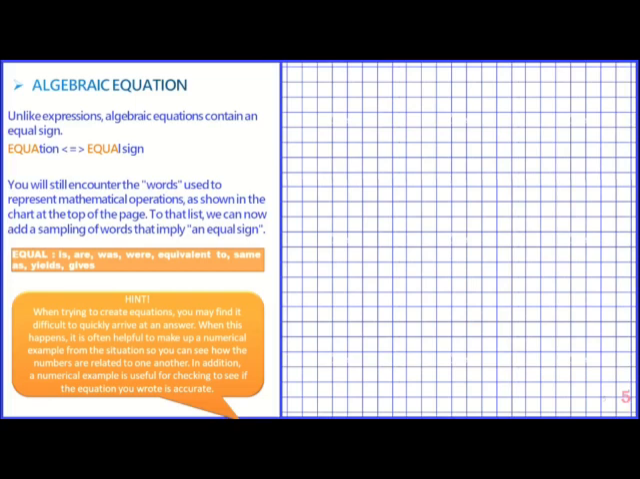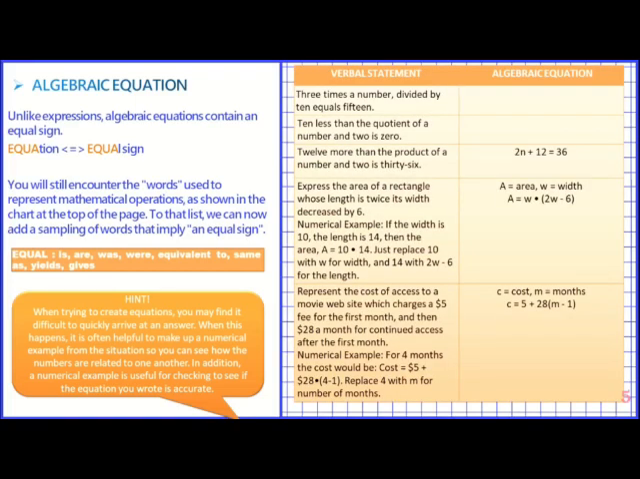Next, there are algebraic equations. Unlike an expression, an algebraic equation contains an equal sign. Equation, equal sign. Equal is the same as is, are, was, were, equivalent to, same as, yields, and gives. Hint.